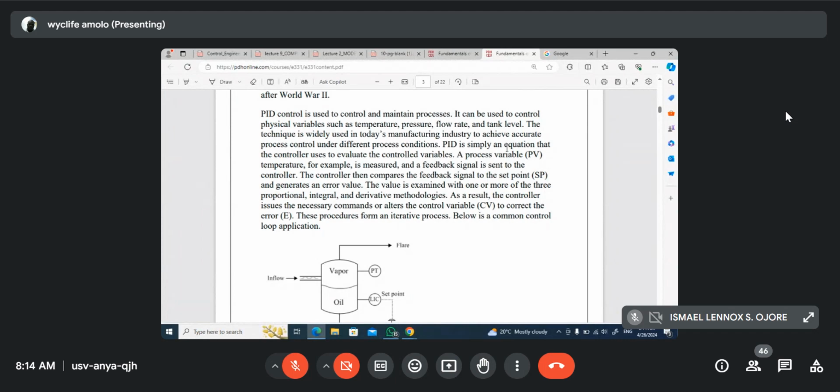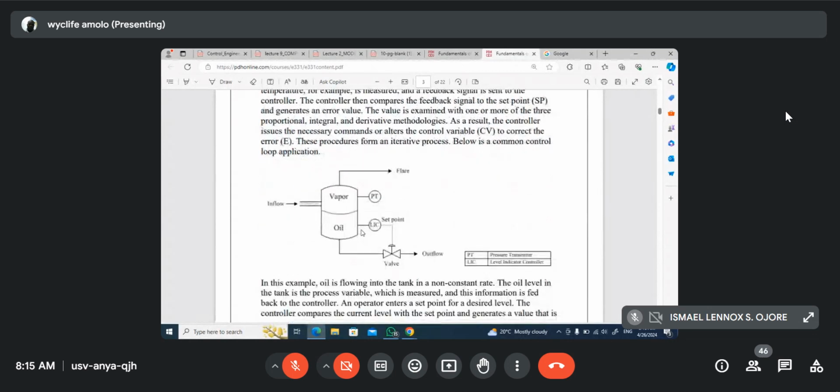The process variable, PV, temperature for example, is measured and the feedback signal is sent to the controller. The controller then compares the feedback signal to the set point and generates an error value. The value is examined with one of the three methodologies: proportional, integral and derivative. As a result, the controller issues a necessary command or alters the control variable to correct the error. This procedure forms an iterative process, which is a common control loop application.